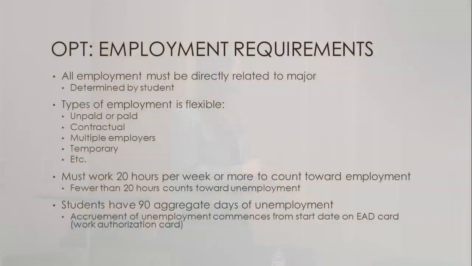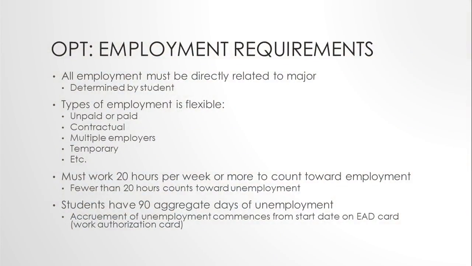All right, so for the employment requirements, again, during OPT, all of the employment that the student is going to be doing needs to be directly related to their major. And there are different types of employment that a student could do on it. It could be paid or unpaid, contractual work. A student could work with multiple employers. They can also start their own business if they want to, just as long as they are working at least 20 hours per week to maintain their employment level.